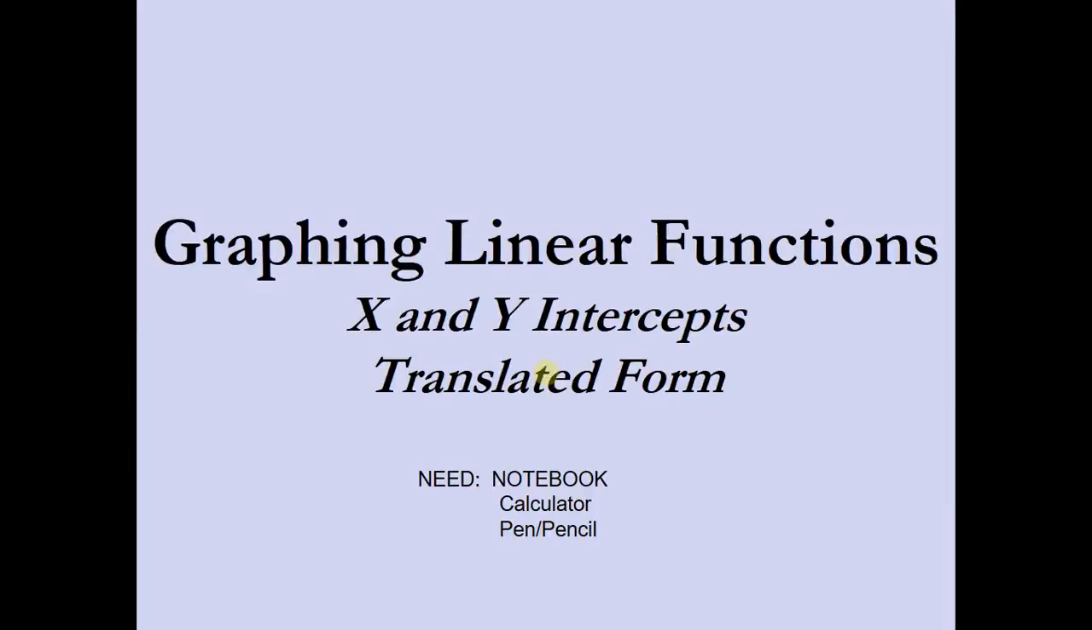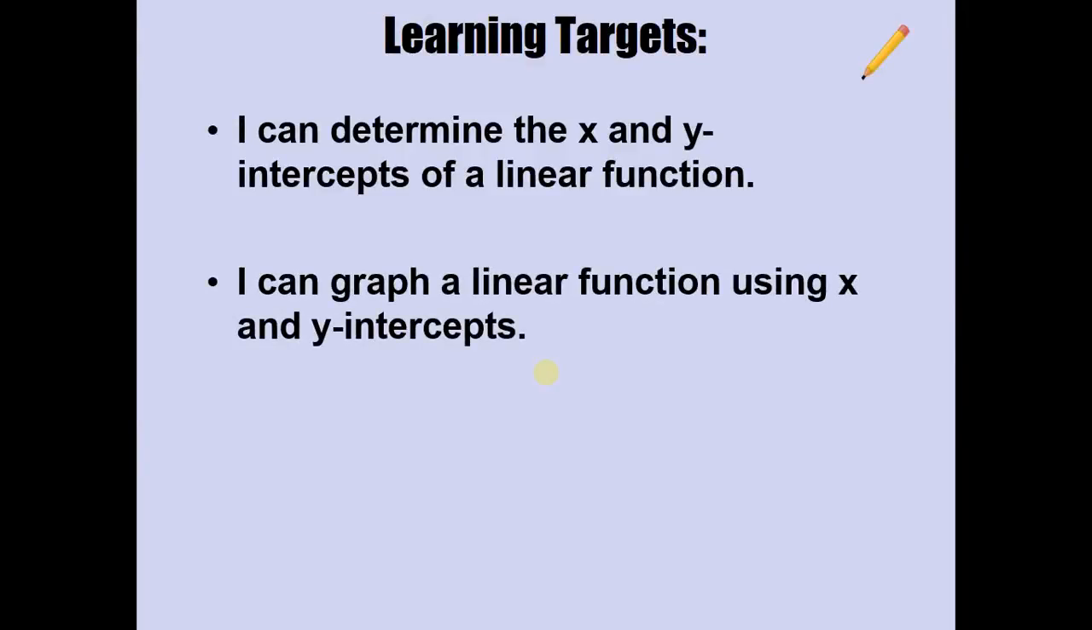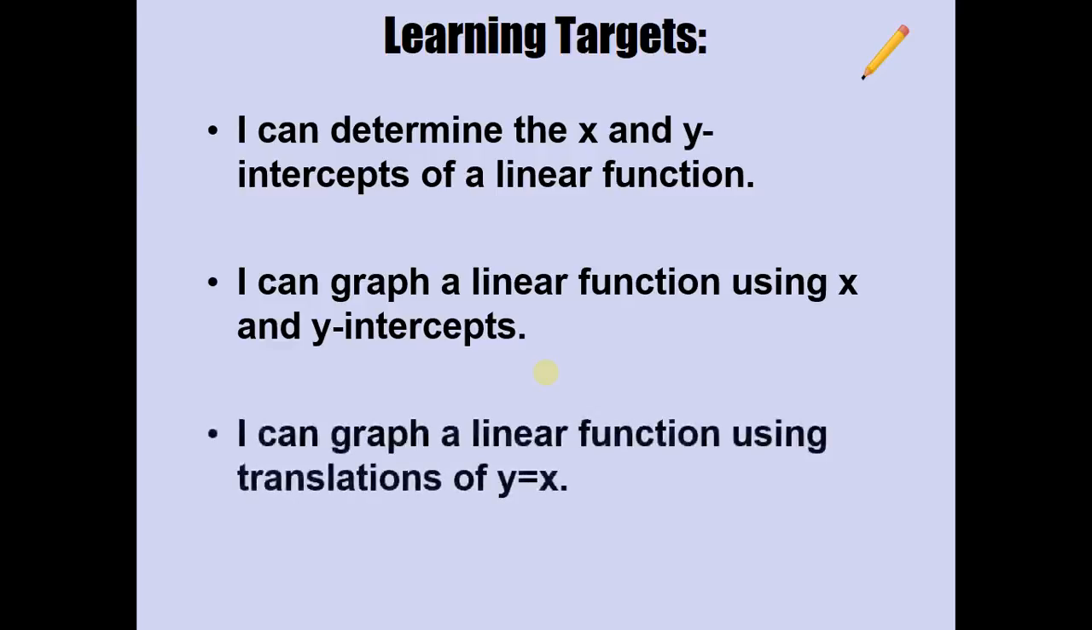So today we're going to continue our graphing of linear functions. However, now we're going to look at two different forms or two different ways we can graph. One of them using x and y intercepts and one of them known as translated form. What you're going to want to have on you today: your notebook, a calculator, a pen and a pencil as well. Learning targets. You need to determine the x and y intercepts of a linear function, graph a linear function using x and y intercepts, and then also graph a linear function using translations of y equals x.